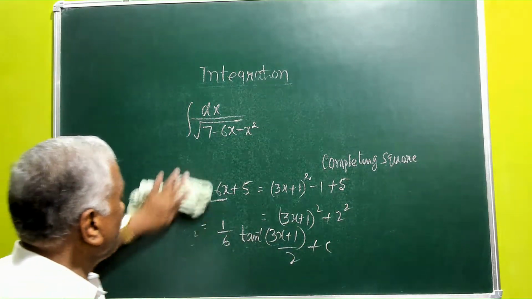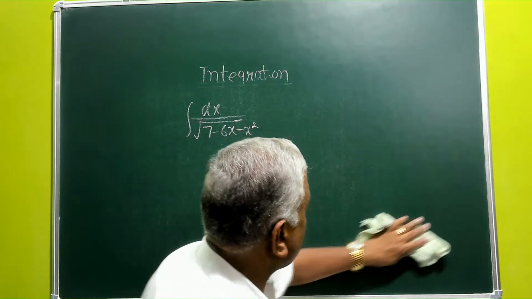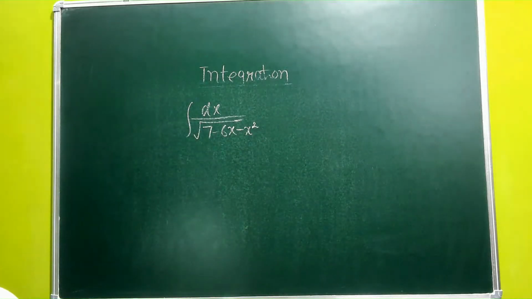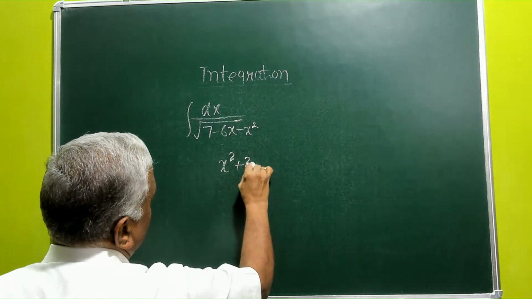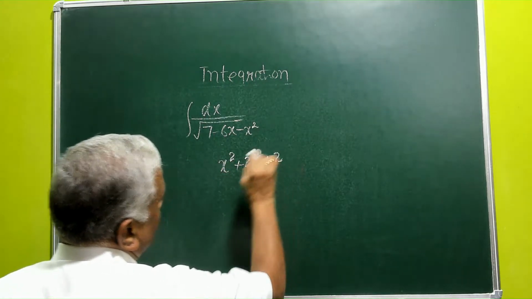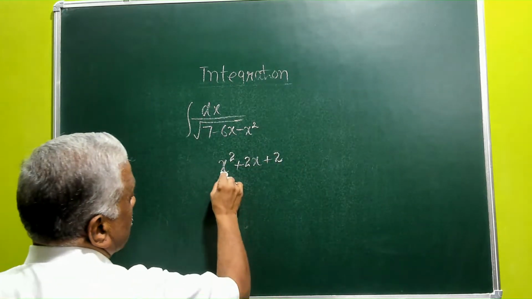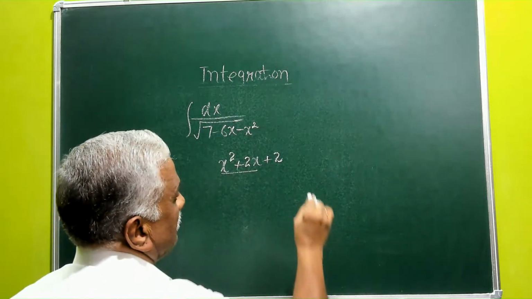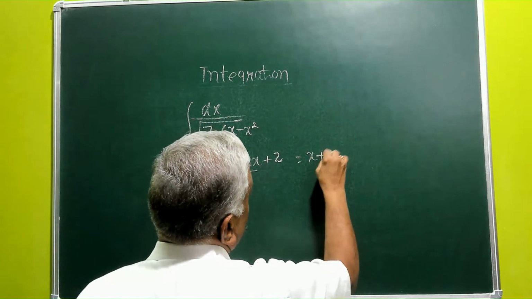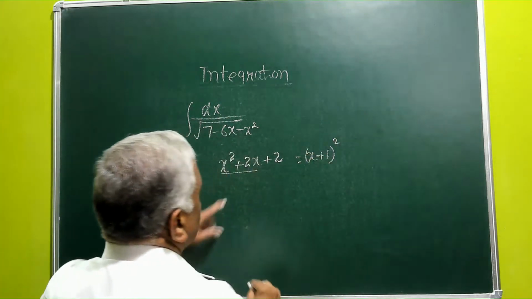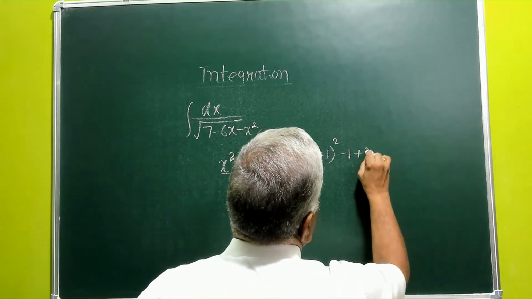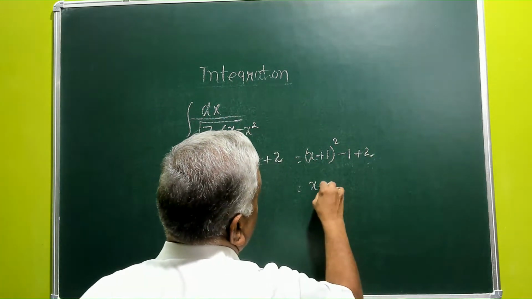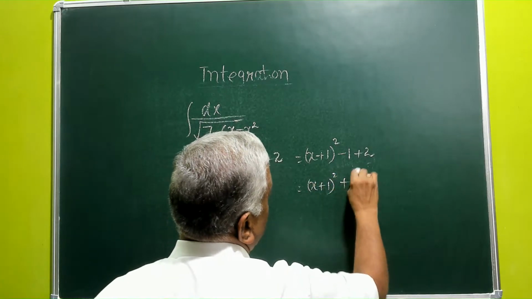I'll just teach you one more problem, how to complete a square. x square plus 2x plus 2. Now what you can do is look at the first two terms. It's very clear. You have to write this as x plus 1 whole square. You have written 1 extra, so subtract that 1. Then you write this 2. So what do you get? x plus 1 whole square plus 1 square.